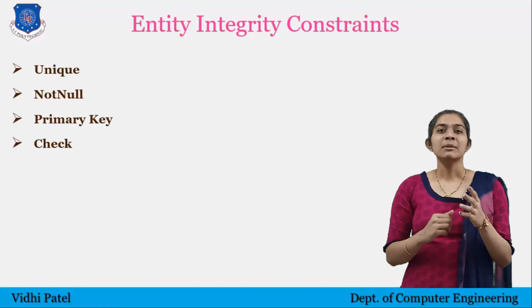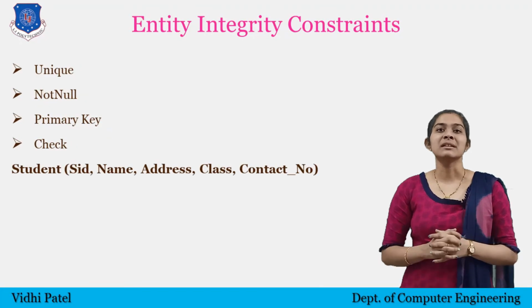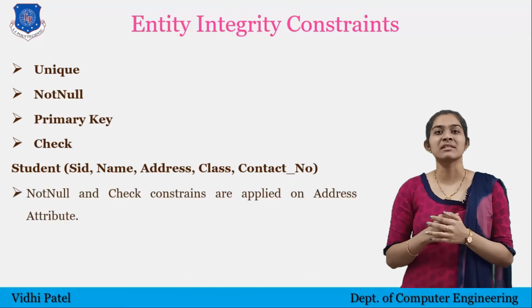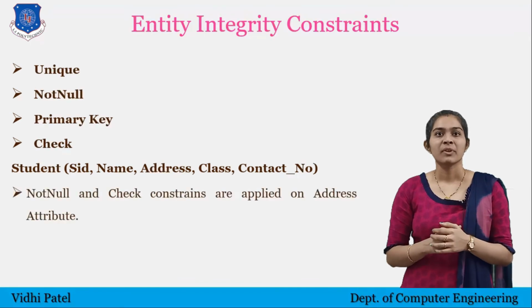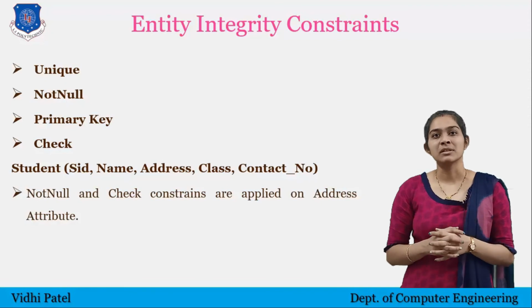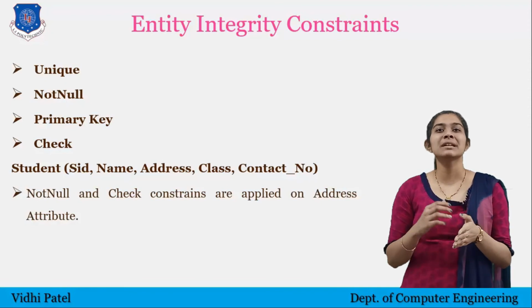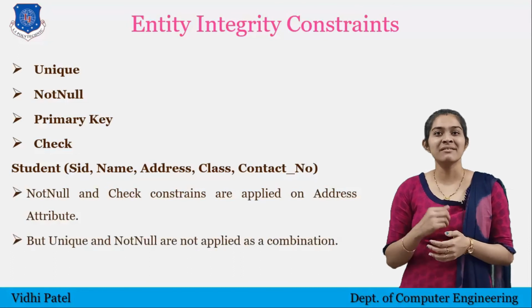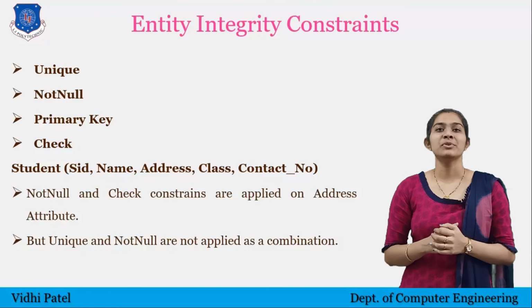You can apply multiple combinations of constraints on a single attribute. Suppose in the student relation, we have applied not null and check constraints on the address attribute. But all combinations of constraints are not possible. Suppose you want to apply unique and not null constraints, then it is better to apply a primary key constraint rather than a combination of unique and not null.